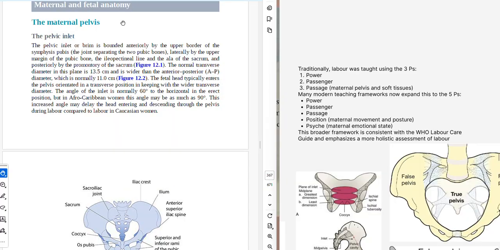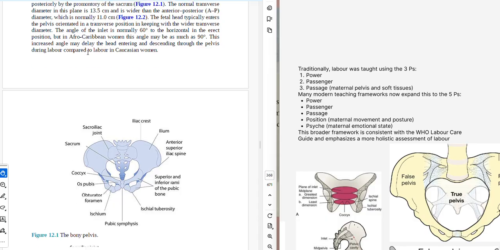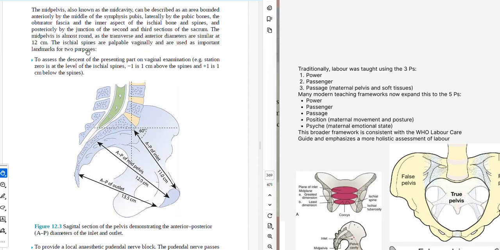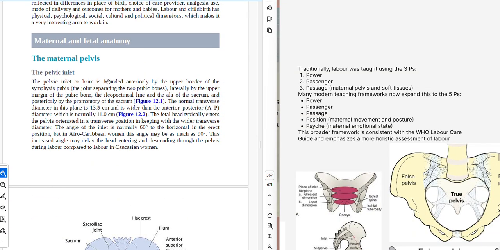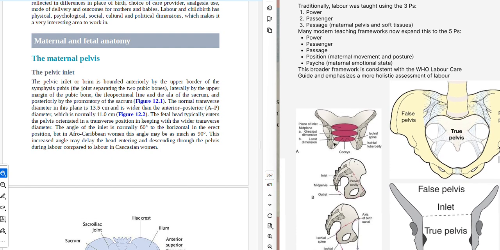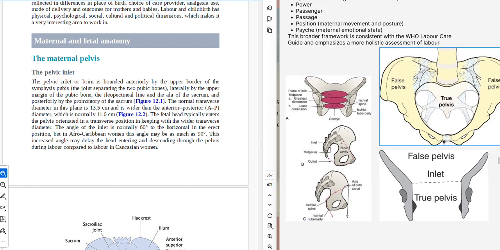So when we look at the maternal and fetal anatomy, we look at the maternal pelvis, which has the pelvic inlet and the pelvic outlet, right? So let's look at the pelvic inlet first. The pelvic inlet or brim is bounded anteriorly by the upper border of the symphysis pubis, the joint separating the two pubic bones. So can you see that this is the joint separating the two pubic bones, right?